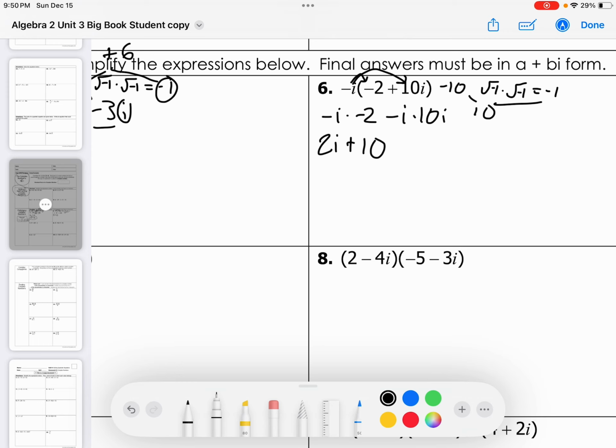And this, again, we need to rearrange to put the one with i last, so we'll put 10 plus 2i instead of 2i plus 10. We'll have 10 plus 2i. I'll try to make a little bit better plus sign there.